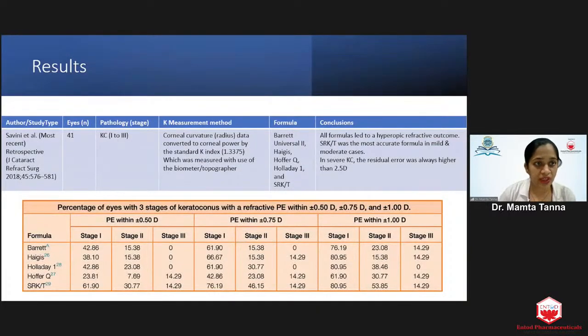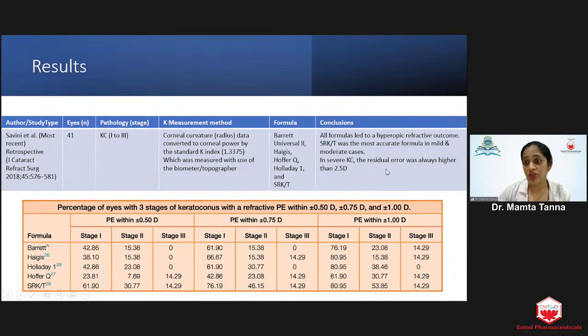Next study is Savini et al. It included 41 eyes. The keratometry measurement method used was corneal curvature data converted to corneal power by the standard keratometry index, which was measured using a biometer or topographer. These were the formulas used in the study. And the conclusion was SRK/T was the most accurate formula in mild to moderate cases.